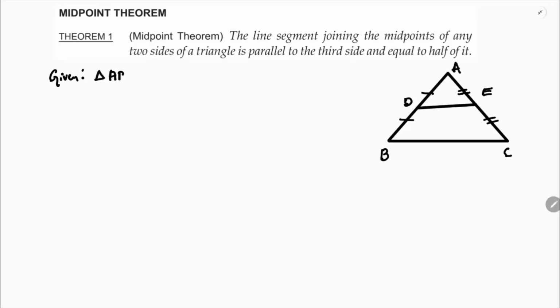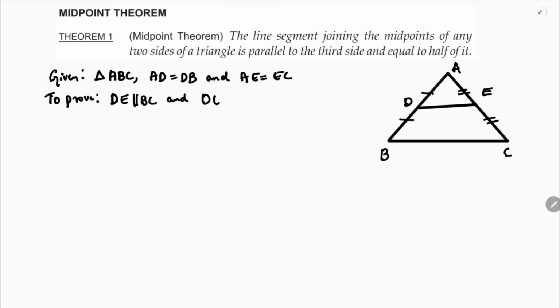So here, given triangle ABC, AD equals DB is given and AE equals EC also given. Now to prove, we need to prove a line segment joining the midpoints of two sides is parallel to the third side. I need to prove DE is parallel to BC and DE is half of BC. This I need to prove.